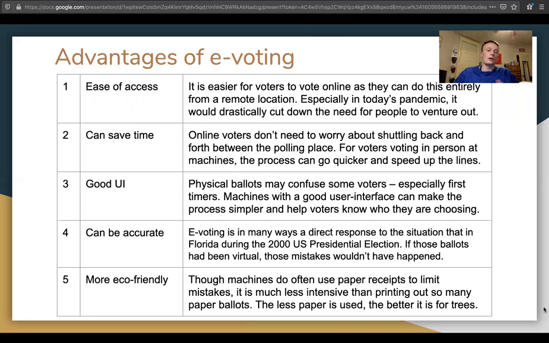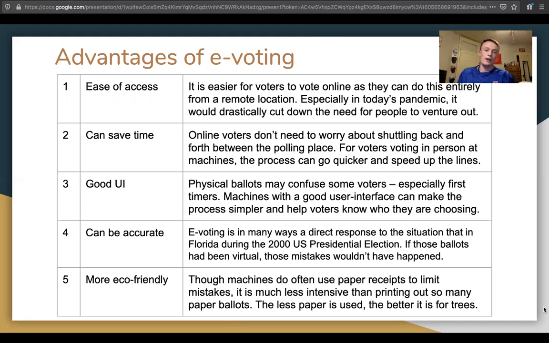So we saw a lot of talks on TV about people wanting the option of e-voting. They wanted the ability to vote online as opposed to sending in mail-in ballots, because that was a whole conundrum itself. And so the ease of access of e-voting is a very, very big advantage to it.